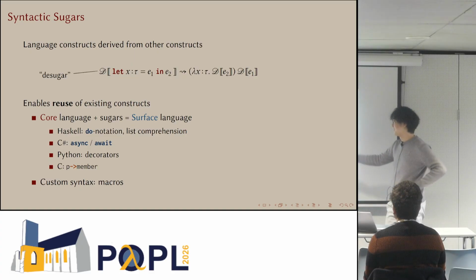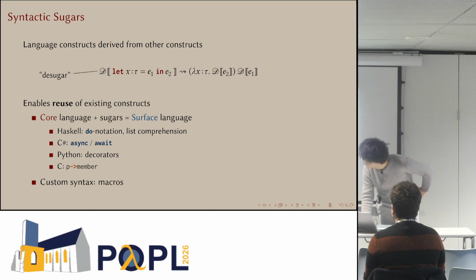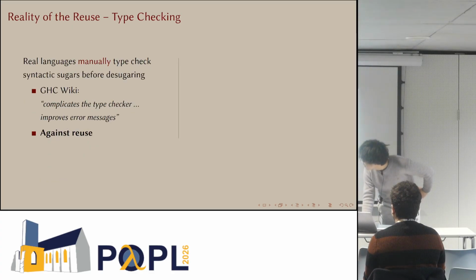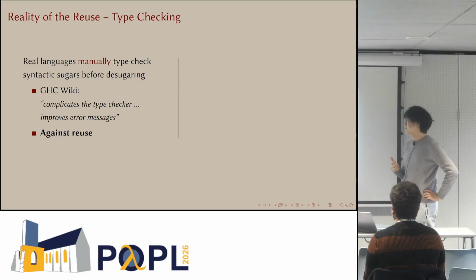So there are a bunch of examples: do notation, list comprehension, async await. Even in C, the pointer to member access is considered a sugar. And some languages also allow users to define custom syntax as macros, and we can broadly think of them as user-defined sugars because they are also things that derive from other constructs. So I said it enables reuse because, for example, you don't need to evaluate the sugar. You only evaluate what it desugars to.